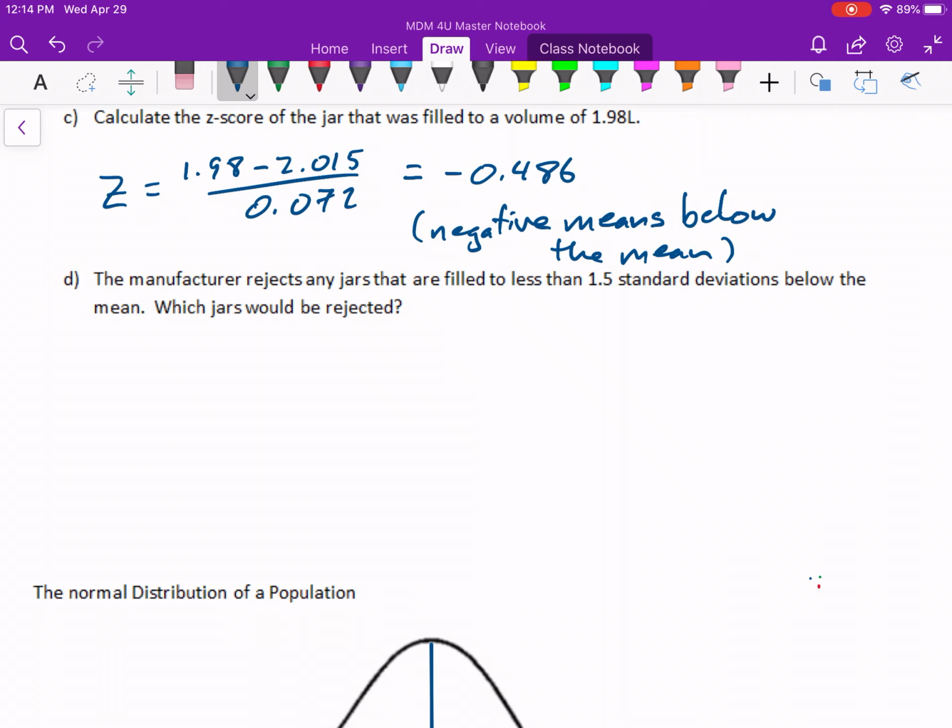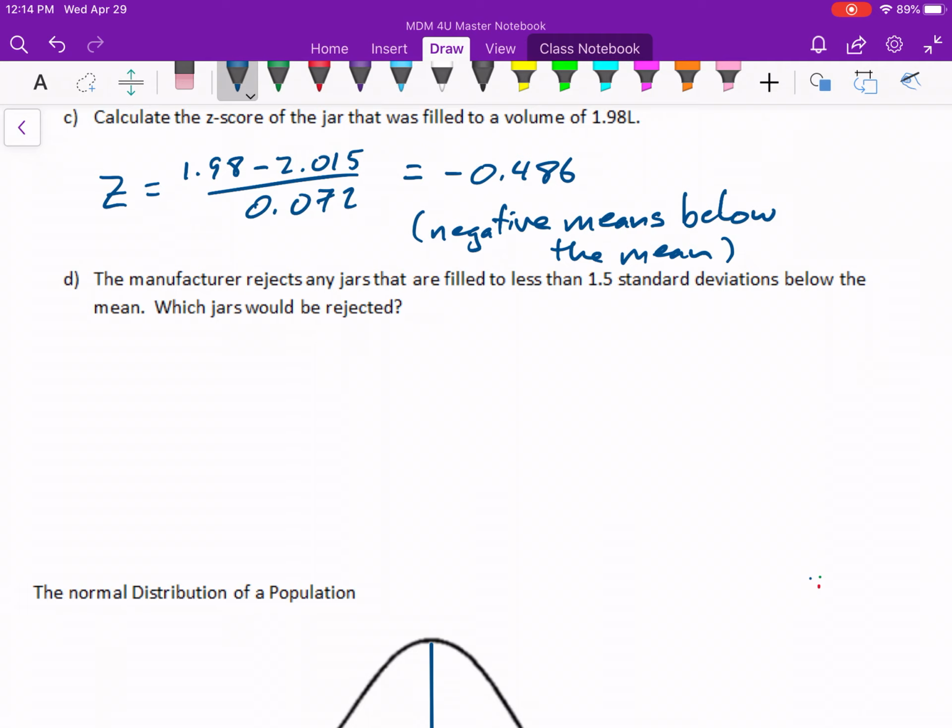So to understand this, what we're saying is the manufacturer is going to reject any jars that are too empty. It's quality control. They don't want to sell a customer a jar that is too empty. And their cutoff, they've decided, is 1.5 standard deviations below the mean. But now we have to figure out what that actually means in terms of volume.